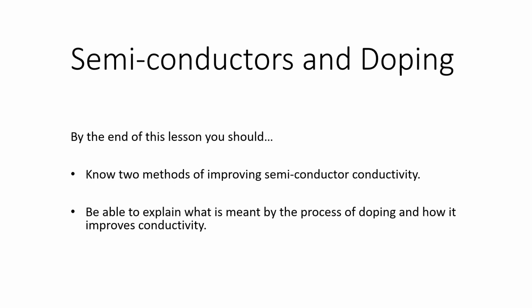To summarize the learning intentions from the start of the lesson, we now know two methods of improving semiconductor conductivity. We can create what is known as an N-type semiconductor or a P-type semiconductor. We can also explain what is meant by the process of doping and how it improves conductivity. We can take a semiconductor crystal lattice, and for every billion atoms within that crystal lattice, we can put in an impurity atom. This impurity atom could have an outer shell of 3 electrons or an outer shell of 5 electrons, and this will create either a P-type or N-type semiconductor.